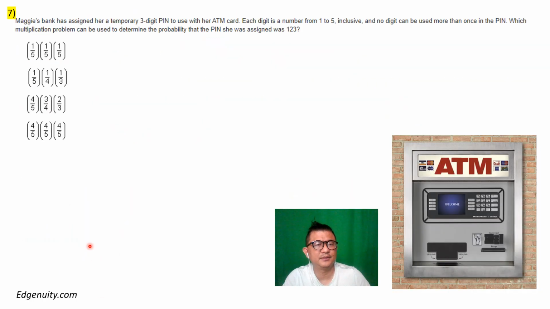Let's read this problem. Maggie's bank has assigned her a temporary 3-digit PIN to use at her ATM card. Each digit is a number from 1 through 5 inclusive, and no digit can be used more than once in the PIN. Which multiplication problem can be used to determine the probability that the PIN she was assigned was 1, 2, 3? Okay, a generic number 1, 2, 3. Remember, the choices are 1, 2, 3, 4, 5.